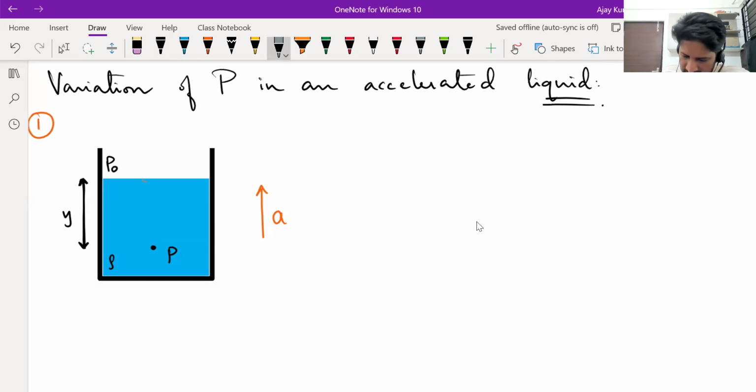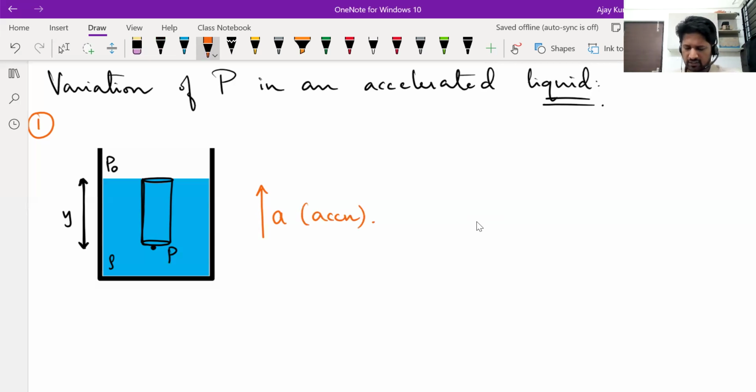Consider a part of this liquid itself. We are not immersing any object into it. Whatever liquid is already there, we are just visualizing some part of it. You can take a cuboid shape also, not an issue. It's not a rule that you should always take cylindrical. Fine. Let's say the cross-sectional area of this cylinder is A or dA. You can consider whatever you want. Here acceleration is small a. Don't confuse it with the area or anything.